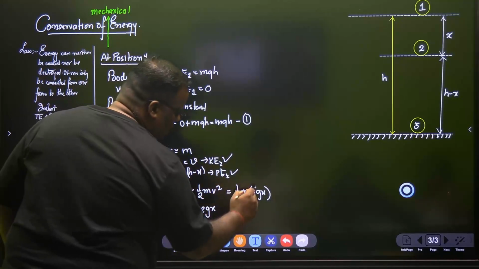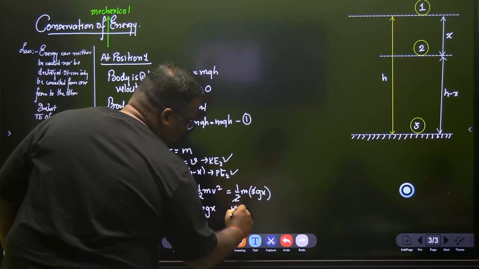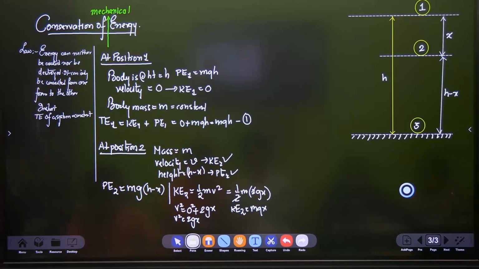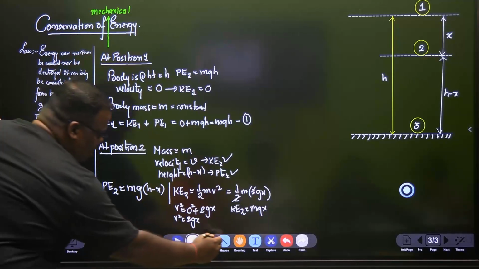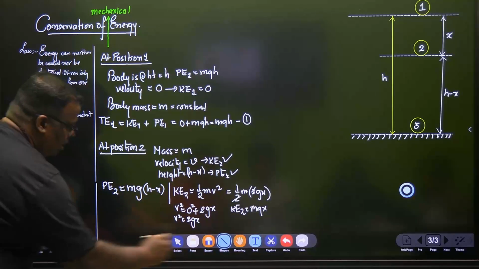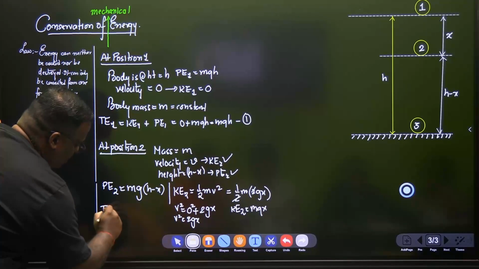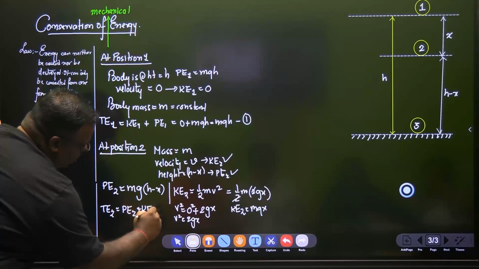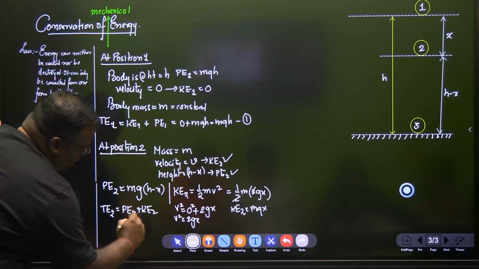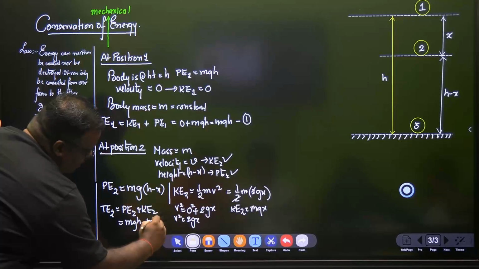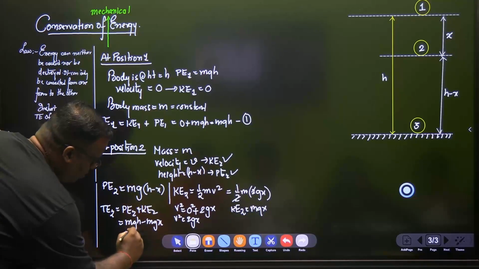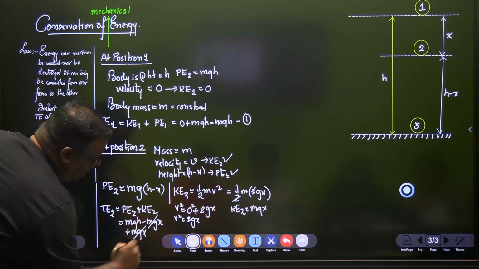So 2 and 2 can be cancelled. So finally, KE2 is equal to mgx. Do you agree now? So let's find out the total energy at 2. This should be equal to the PE at 2 plus the KE at 2. The PE at 2 is mgh minus mgx, distributive property. And what is the KE2? Plus mgx. These two can cancel each other.